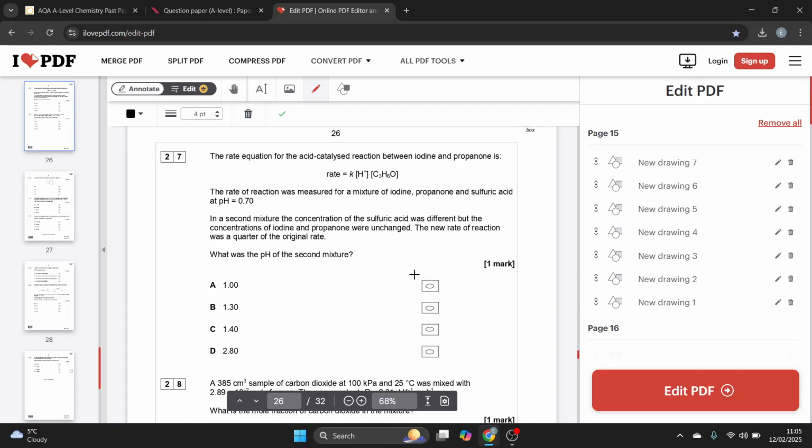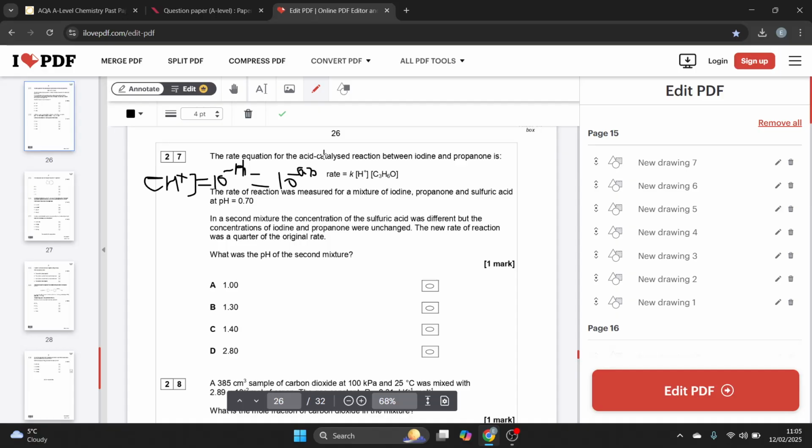The rate of reaction was measured. In the second mixture, the concentration of sulfuric acid was changed. The new rate of reaction was a quarter of the original rate. So I'm timesing by 1/4. Okay, so first thing I would do is find out the concentration of H plus ions: 10 to the power minus pH, 10 to the power minus 0.70, whatever that is.